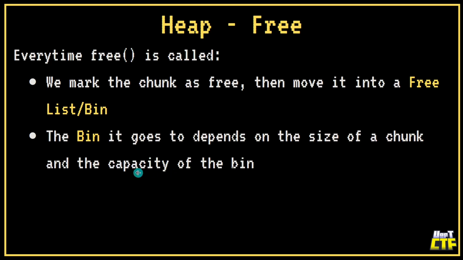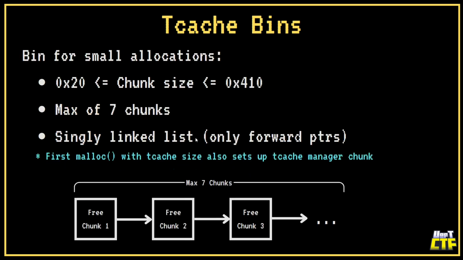And the capacity of the bin, there can be an upper limit, it depends. There are a few types of bins. We're going to go over the first one, which is a Tcache bin. A Tcache bin only contains chunks that are between this size, and you can only have a maximum of 7 of these chunks. So it's made for small allocations.